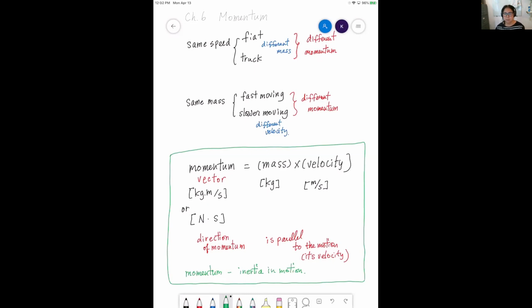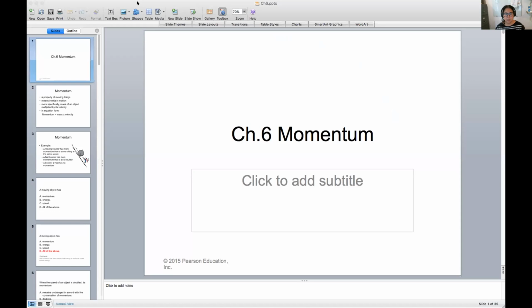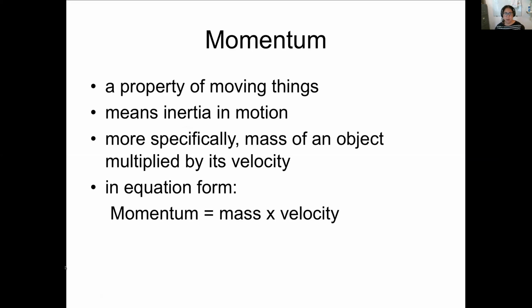Okay, share screen here. You see the slideshow. Okay, so momentum is a property of moving things. It means inertia in motion, which means mass times velocity.